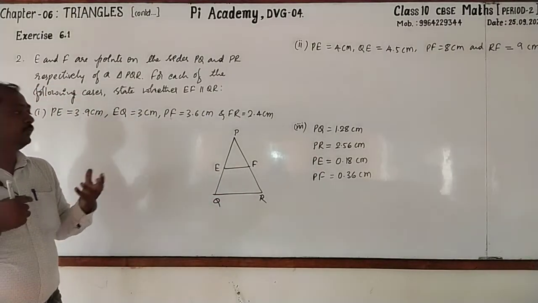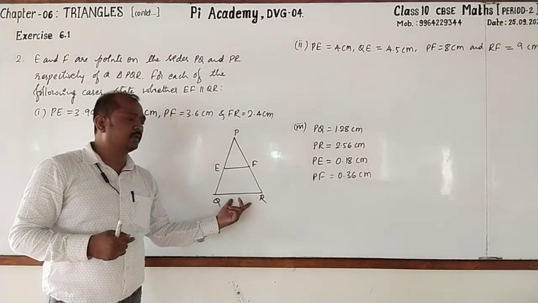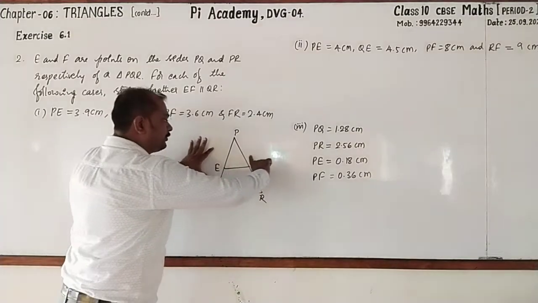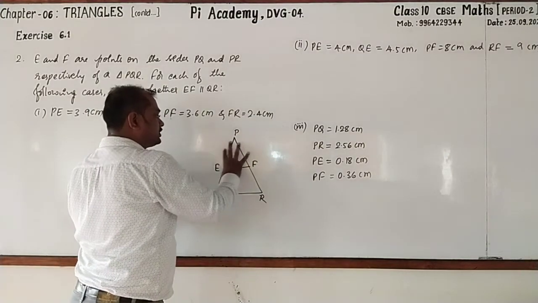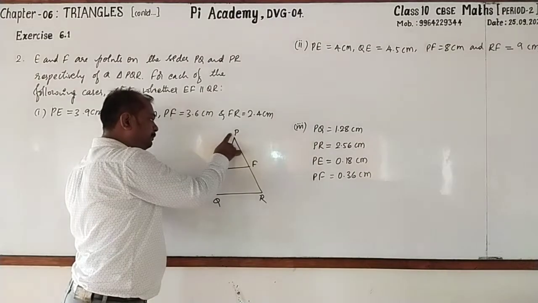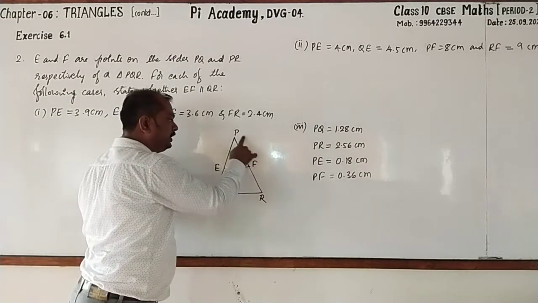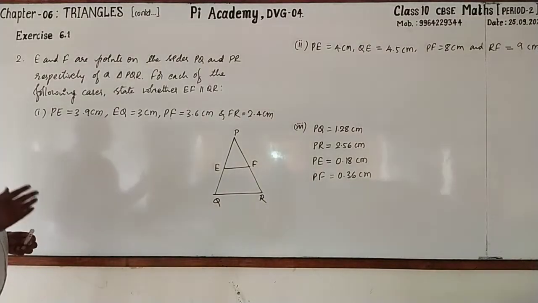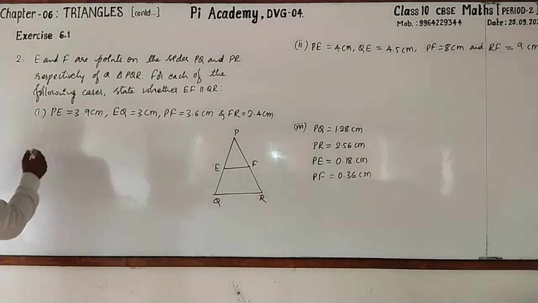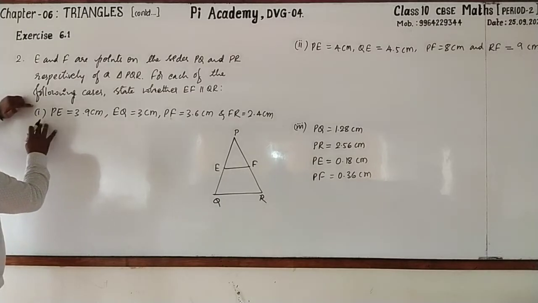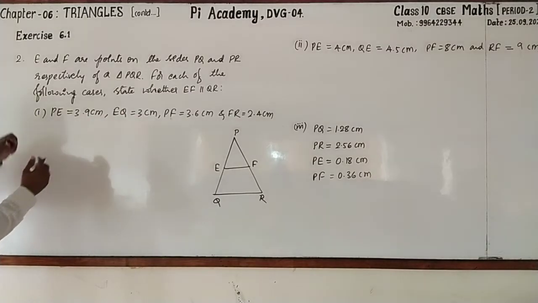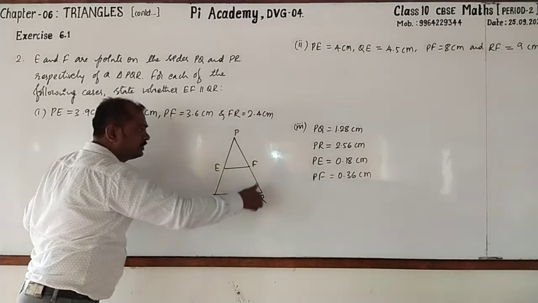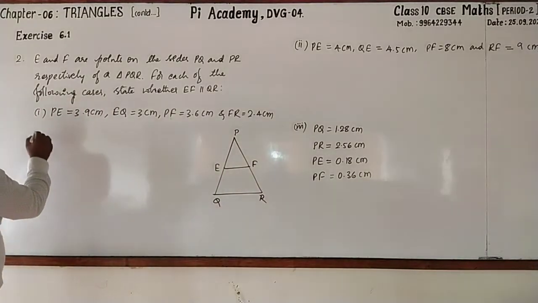How is this? When you say EF is parallel to QR, or the line drawn in a triangle is parallel to a side, it is possible if and only if the respective ratios are equal. That is, if PE by EQ equal to PF by FR, then only the lines will be parallel according to converse of BPT. Yes. Now here they have given 3 statements. Let us go further. Pausing the video, you can copy from here to here. For your reference, you can draw the figure. Yes. Let us verify that.